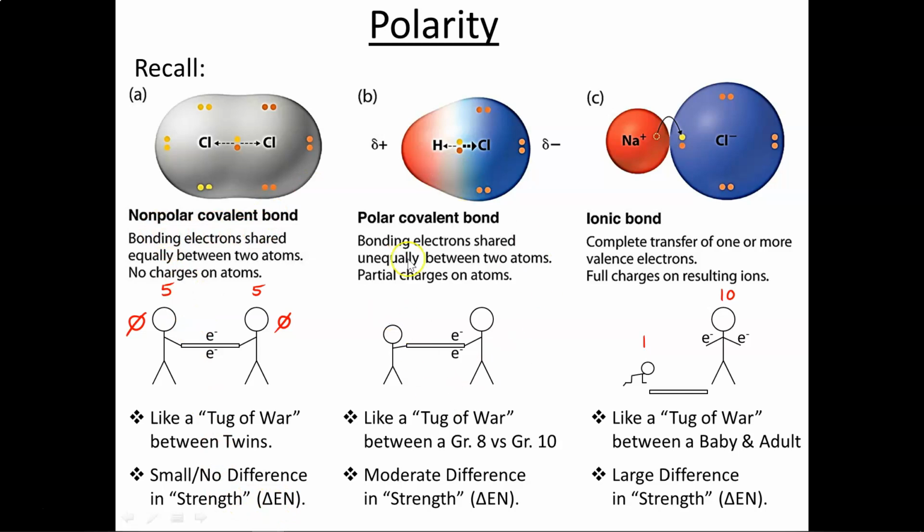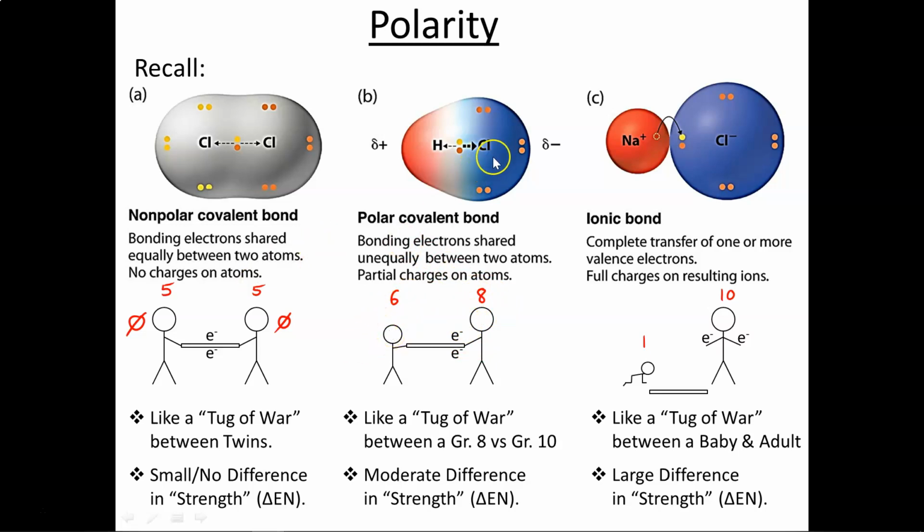Now in the middle of these two extremes lies the polar covalent bond. It would be like a tug of war between a grade 8 student and a grade 6 student. Technically the grade 8 student should win, but every now and then you might find a grade 6 student who will get lucky and win the tug of war. So it's not a completely unfair fight like this one over here, and it's not a completely equal fight like this one over here. Instead, the electrons spend most of their time around the grade 8 students, but every now and then they'll go back to the grade 6 student over here.